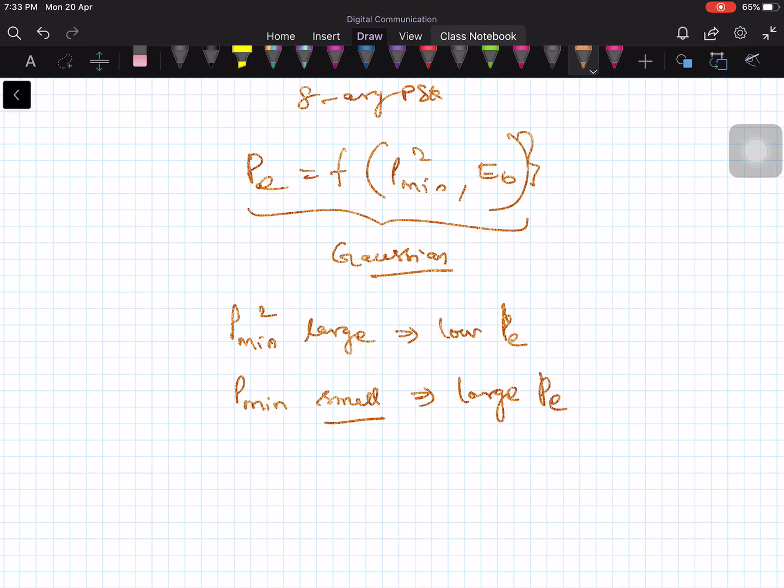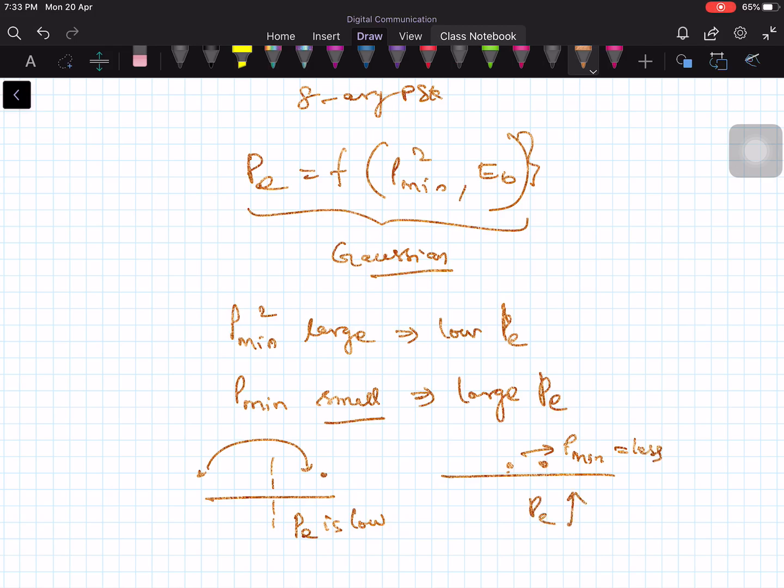When I say rho min is large, that means one point is far away from another point. So it's very unlikely that this point becomes that point. Therefore, the probability of error is low in this case. Now, if I have these two points very close by, then rho min square is less. Therefore, here the probability of error is more. That's the intuition behind this.